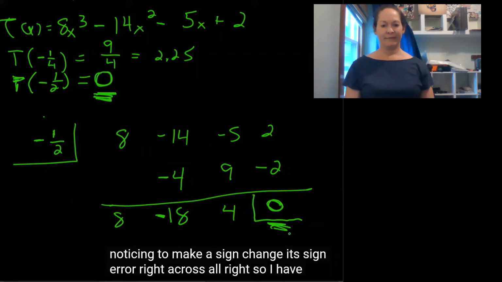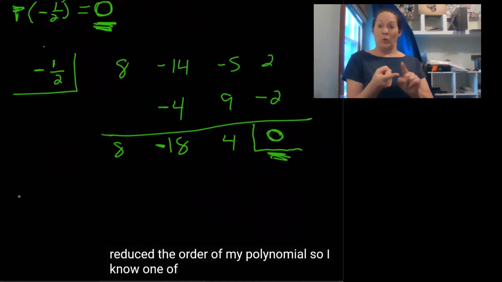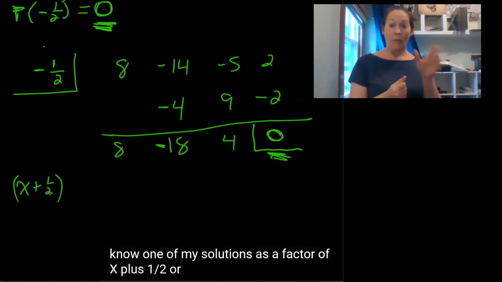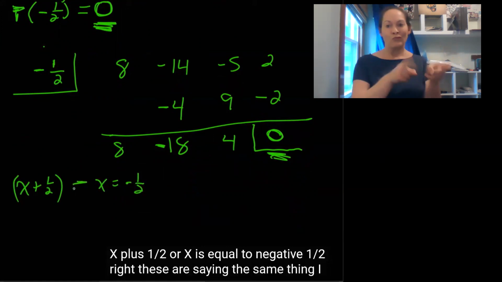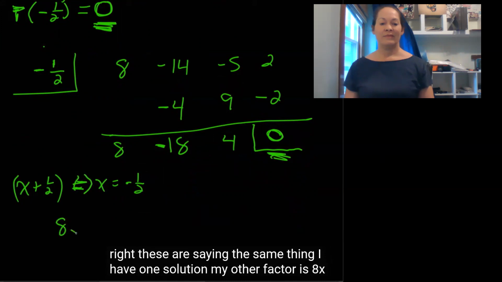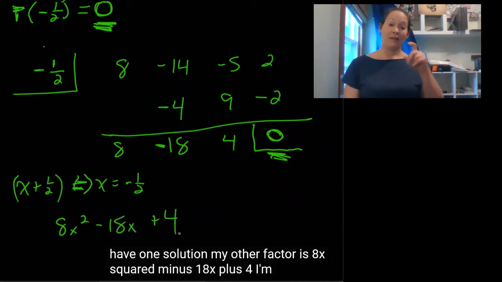All right, so I have reduced the order of my polynomial, so I know one of my solutions has a factor of x plus 1/2, or x is equal to negative 1/2, right? These are saying the same thing. I have one solution. My other factor is 8x squared minus 18x plus 4.